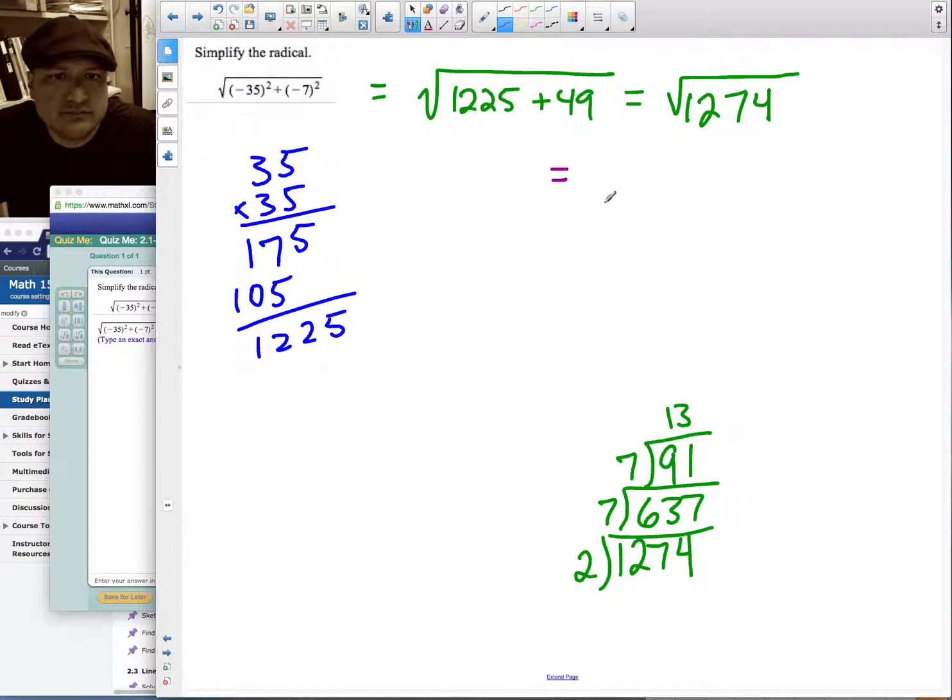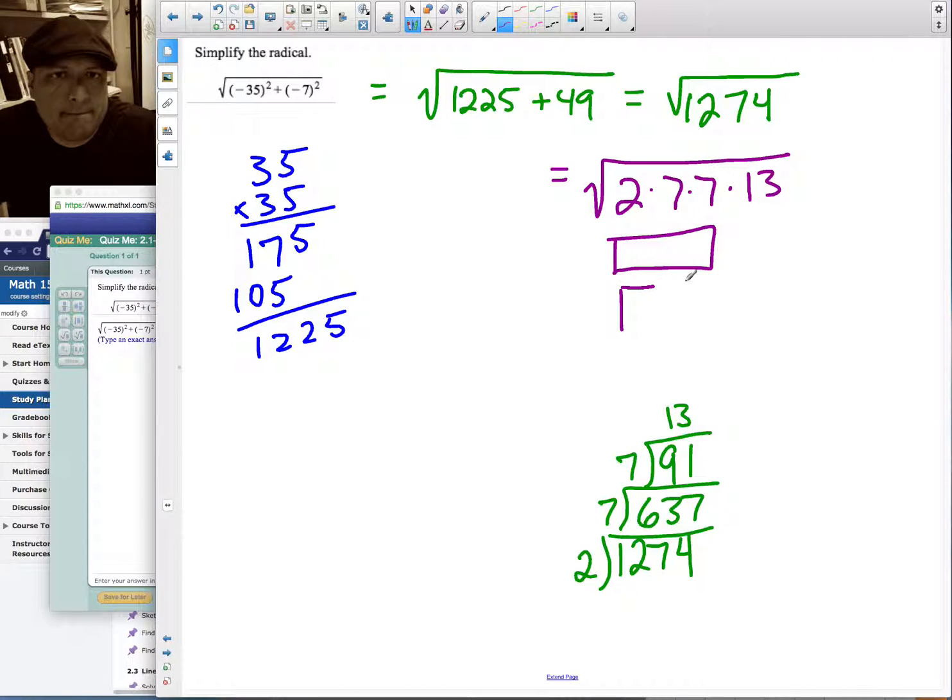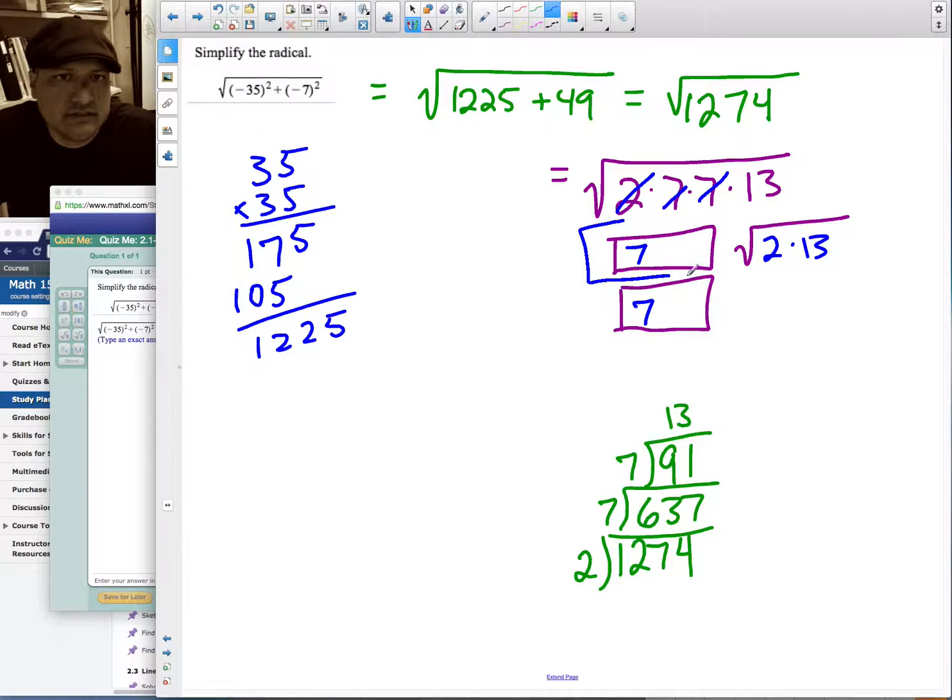So this is equal to the square root of 2 times 7 times 7 times 13. If you recall our method here, draw 2 squares and the square root. There's not enough 2's to go around, so the 2's are out. There's enough 7's to go here. The 13 is not enough to go around. So our answer here is 7 radical 26.